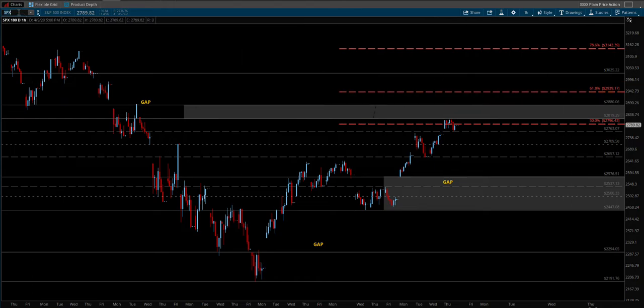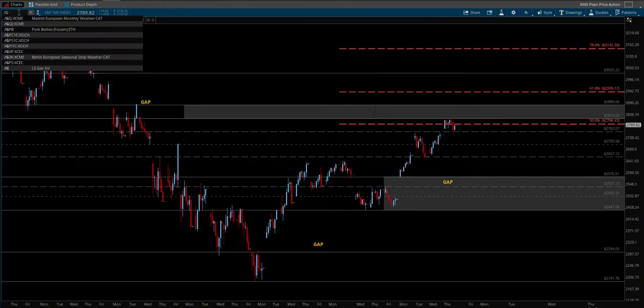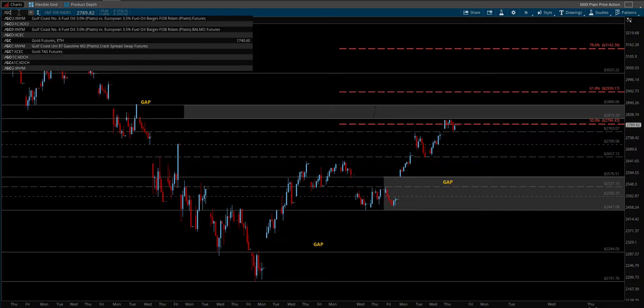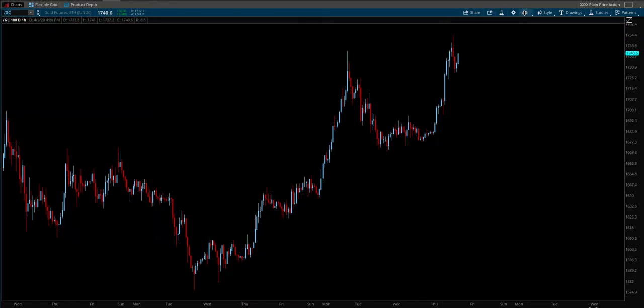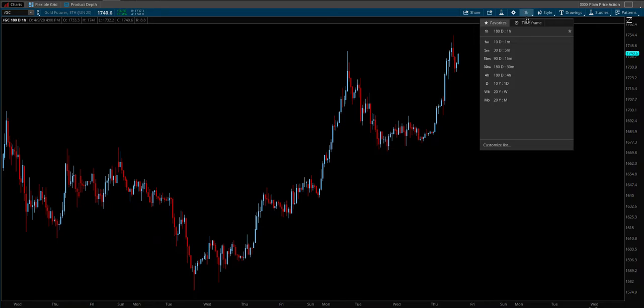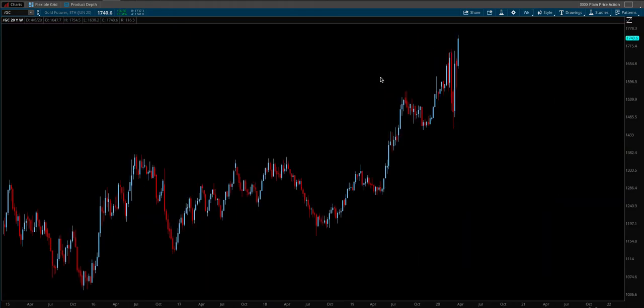Now this is SPX, so let's go over to something else. This works obviously in any instrument. So why don't we go over to gold? Again, we start with the weekly.